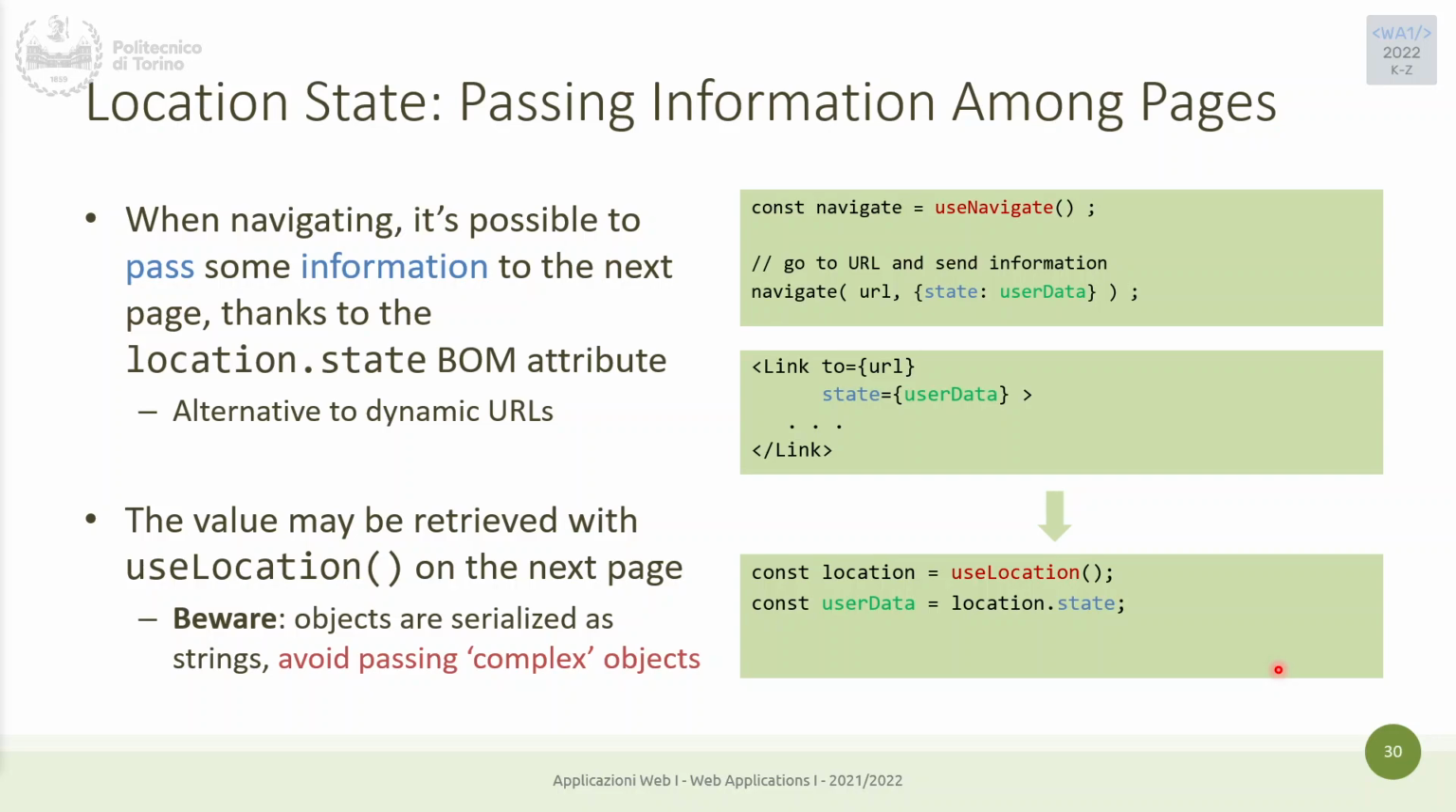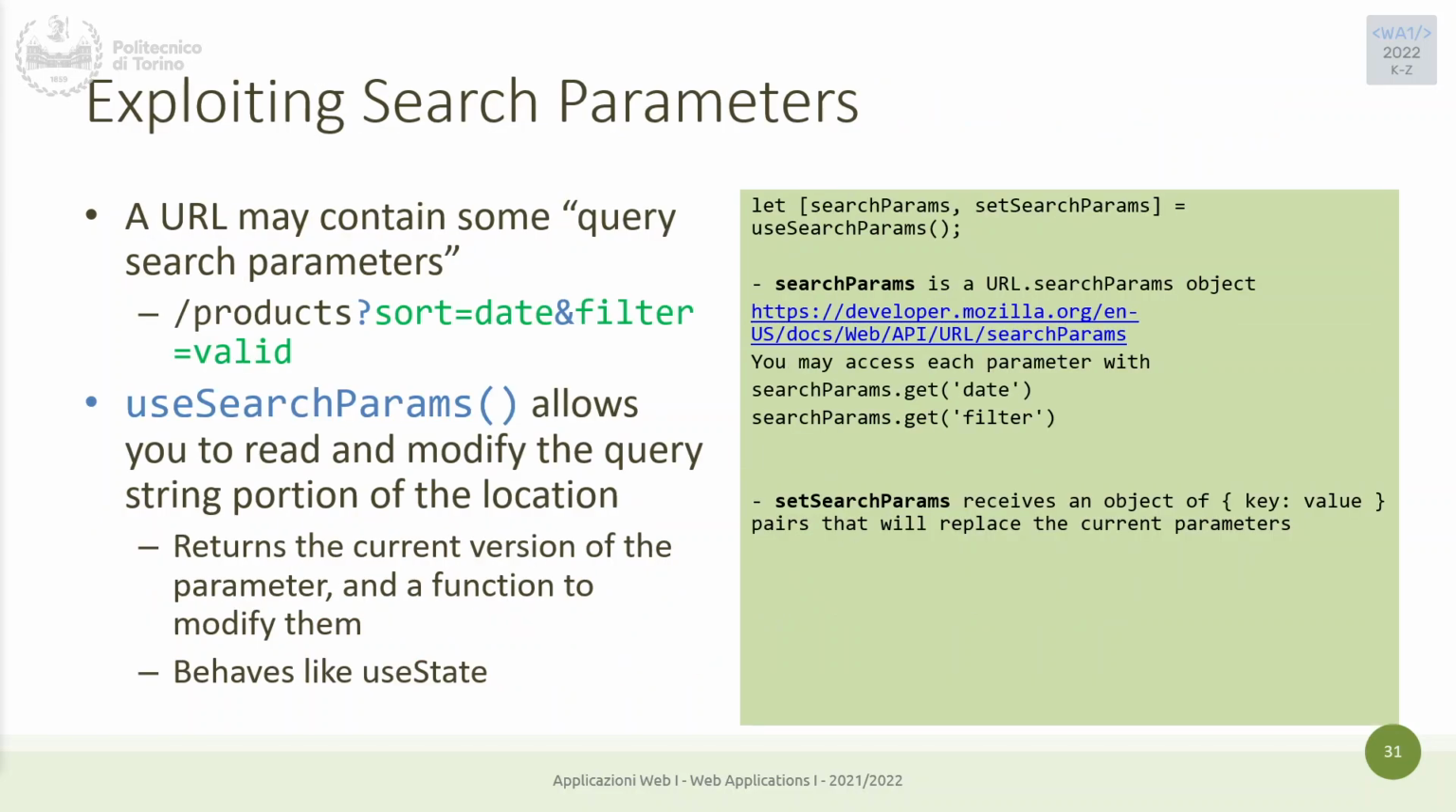The value may be retrieved. Yeah, I think that we said everything about that. Okay, you can also exploit search parameters, which is something that we did not exploit at this point in the course, but you probably notice when you visit other web applications that it is quite common to find URLs like this, in which you have, for instance, products, sort by date, some filter, or if we talk about products, probably you can find also parameters like brand, or size, or something like that.